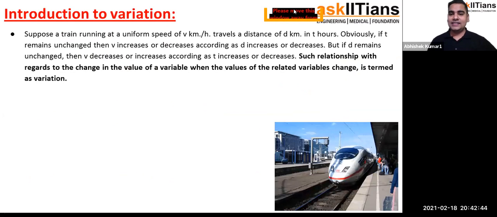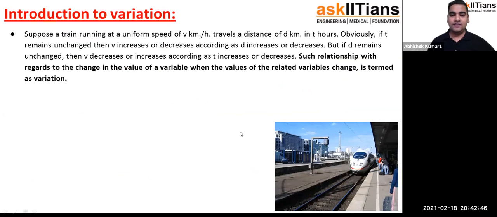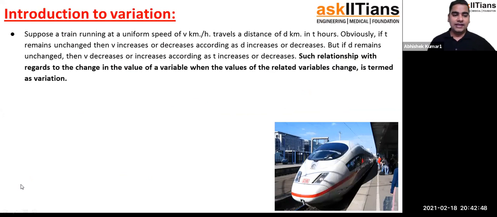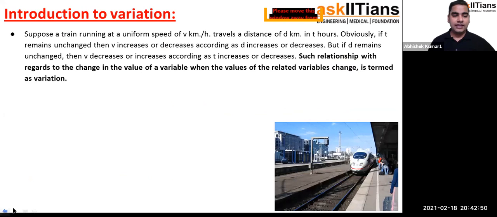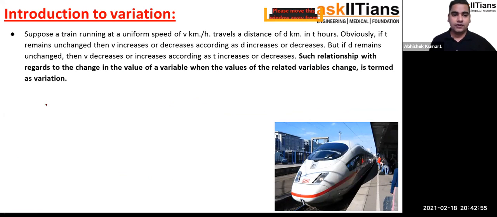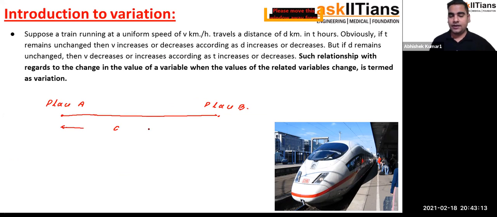I hope you all can see this train moving very fast. Okay, so let's say I will take an example here. Let's say I have to move from place A, this is place A. And I have to move to this place B from place A. Correct. So place A and place B. And let us say the distance between these two places is D.